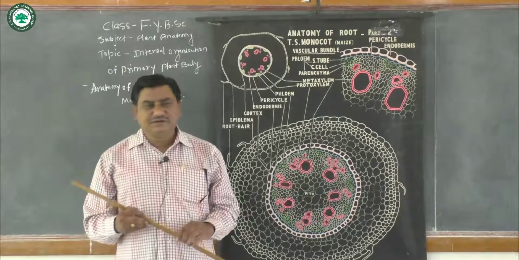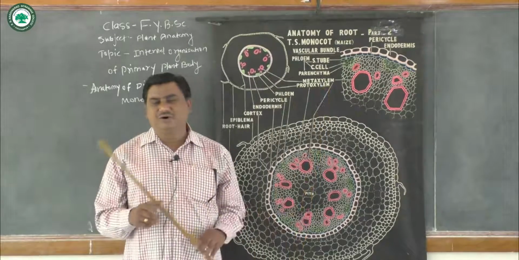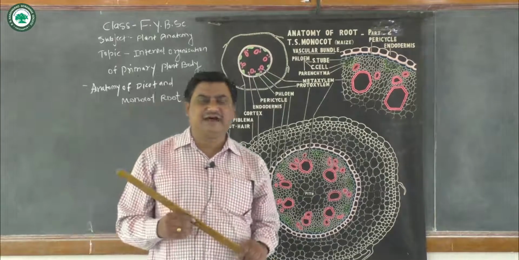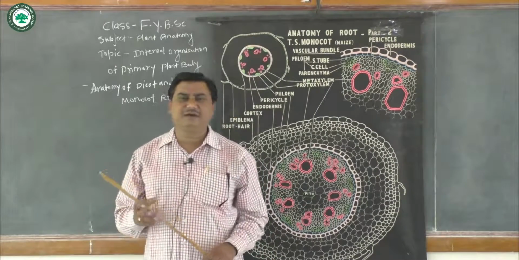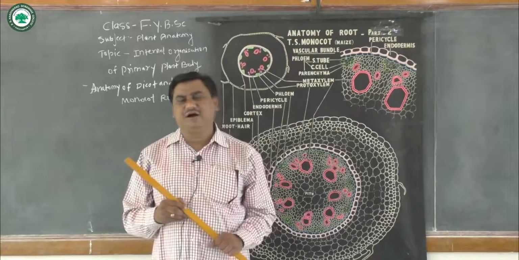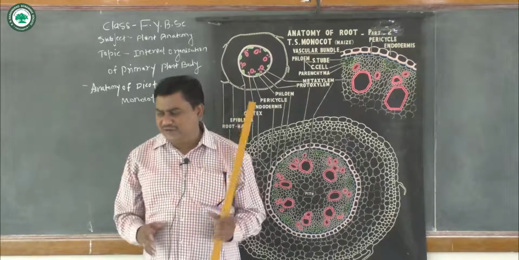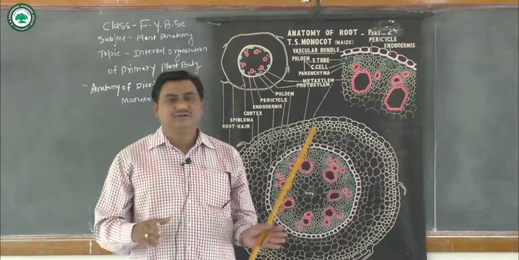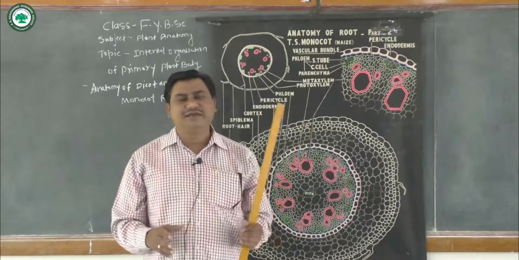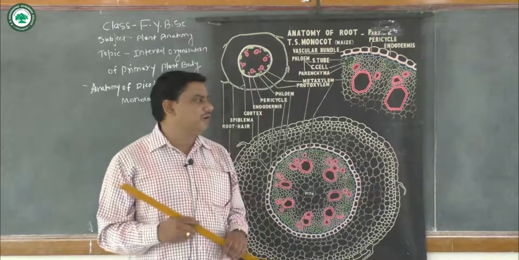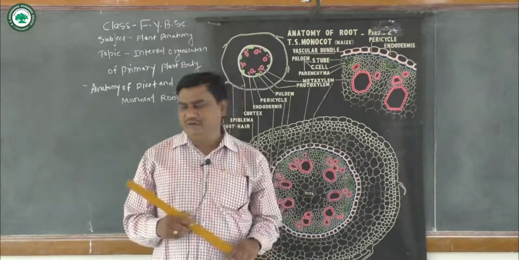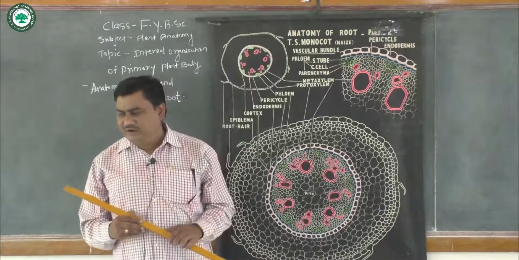Then I told you the vascular bundle in the case of dicot is diarch to exarch, whereas as I told you earlier, the vascular bundle in the case of the monocot is exarch to polyarch type.